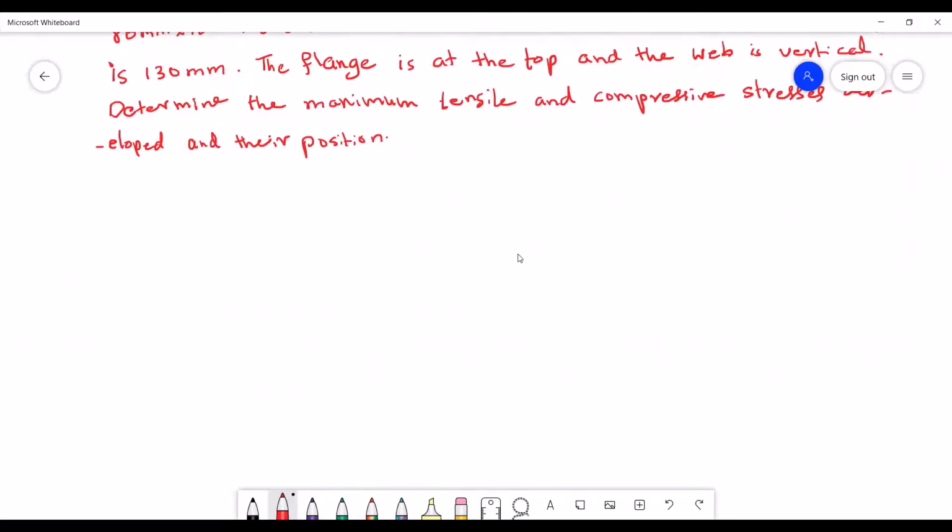See the section here, it is a T section. So let us draw the T section first.